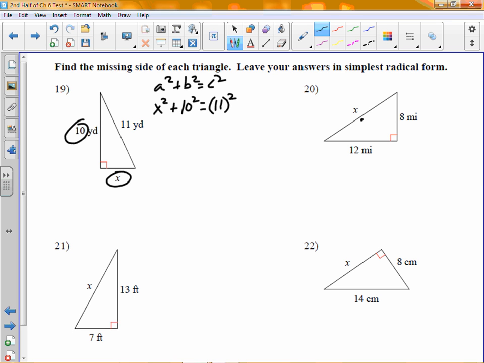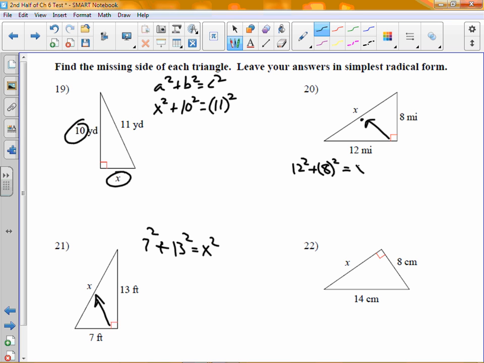Guys, it's not going to change where the hypotenuse is. 7 squared plus x squared? No, that's not right because that's a leg. So 7 squared plus 13 squared equals x squared. Guys, look at the difference here. That's what you're trying to learn: when the hypotenuse is over there, that's the variable that we're looking for.